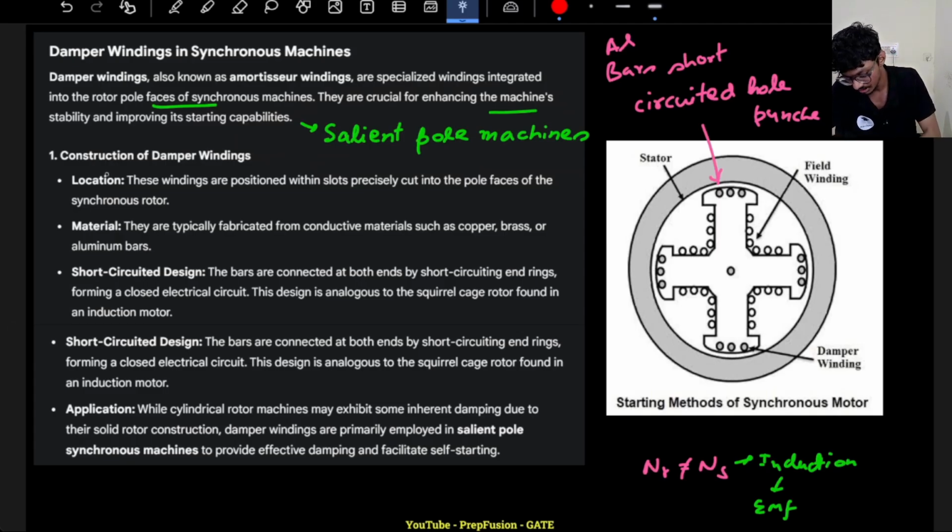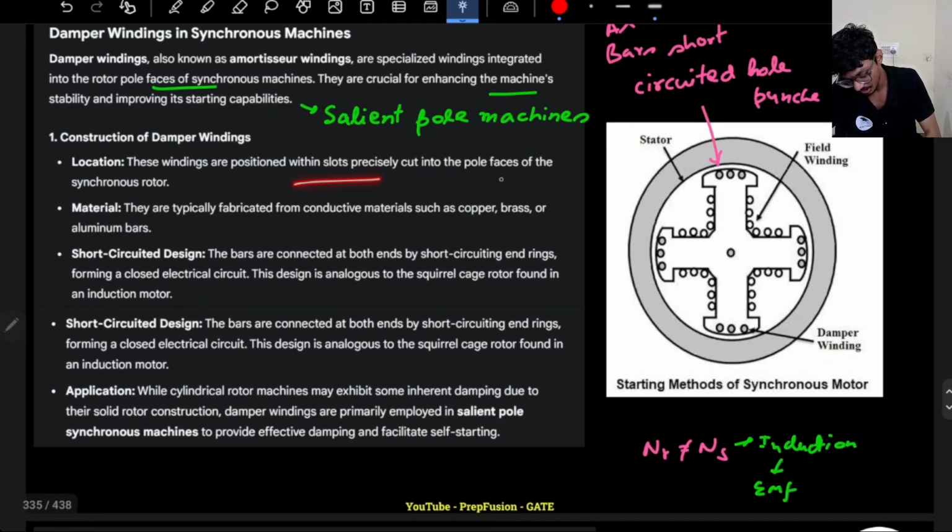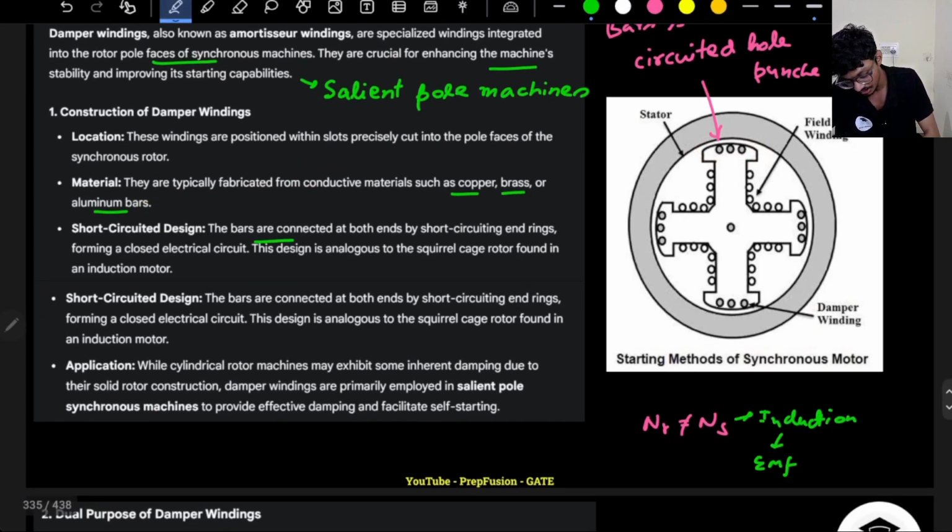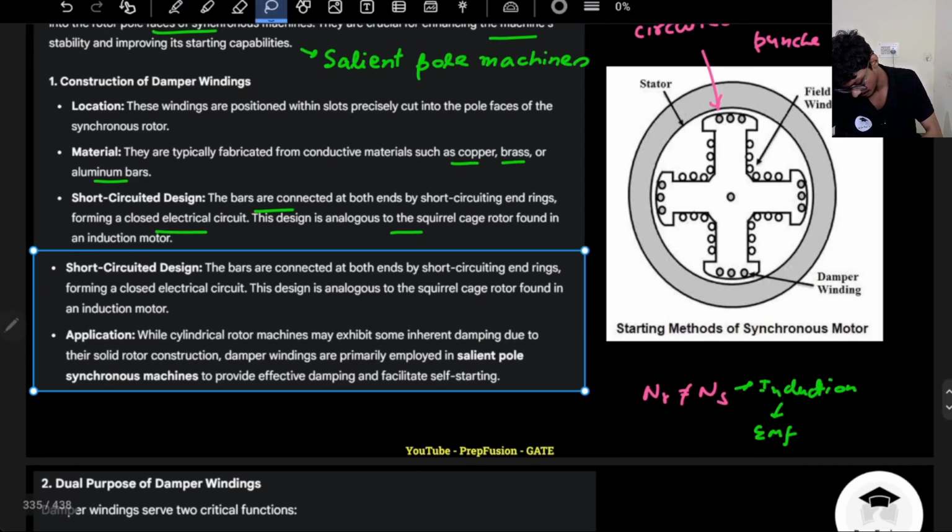Construction of damper windings: these are positioned within slots precisely cut into the pole faces. They are typically fabricated from copper, brass or aluminum bars. They are short circuited so that currents can easily flow, and that current will develop an opposing torque. This is again repeated actually.